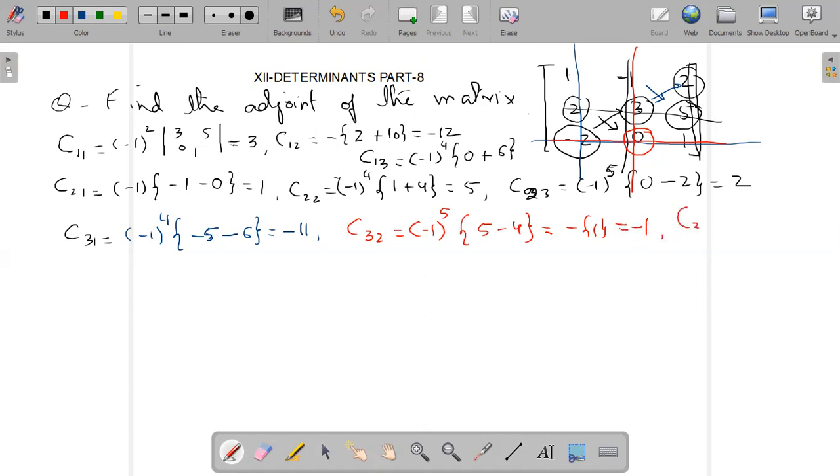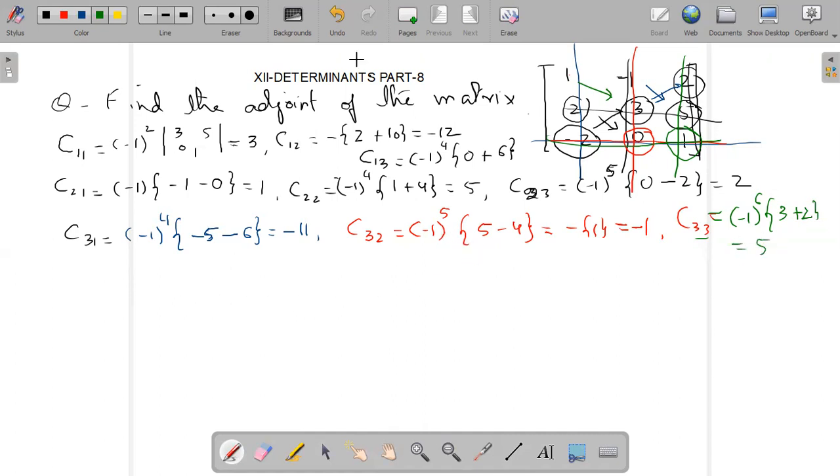Then C33. This number is in this row and this column, delete them, and minus 1 raised to power 3 plus 3 is 6, that is positive. 1 into 3 is 3 and minus minus becomes plus, 2 ones are 2, so the answer is 5.